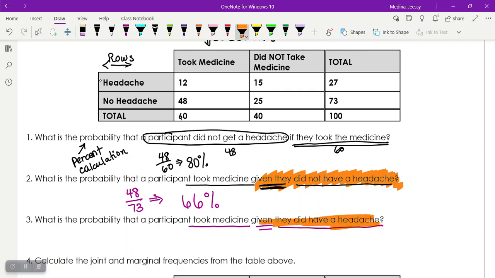So once again, the ones that did have a headache, these 27 people, what is the probability that they took medicine? So it's going to be 12 divided by 27. The answer, round it to a whole number. 44%. Confirm? Okay.